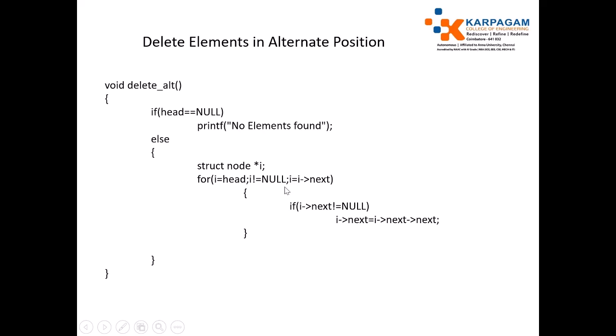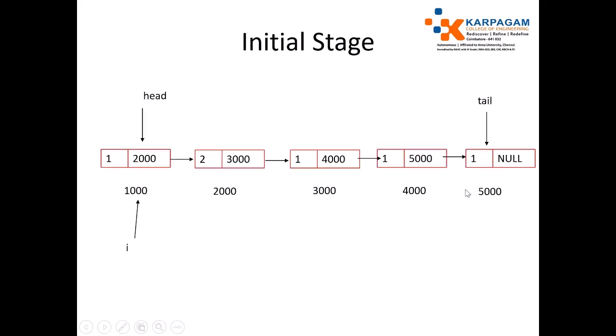To navigate each and every node in the linked list, we use the expression I equal to I of next. I will show how it works. Just check the if condition. If I of next is not equal to null, then set I of next equal to I of next of next. This statement is used to skip one node from the particular position. Okay, it's very easy. I will show how it works.